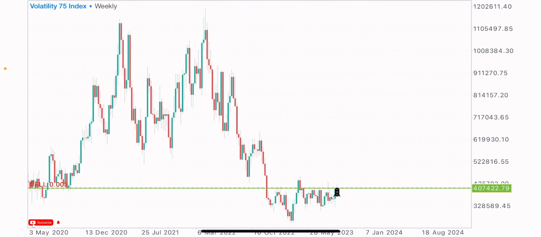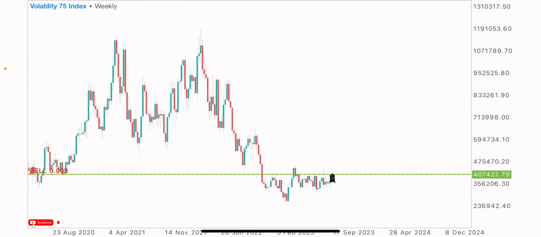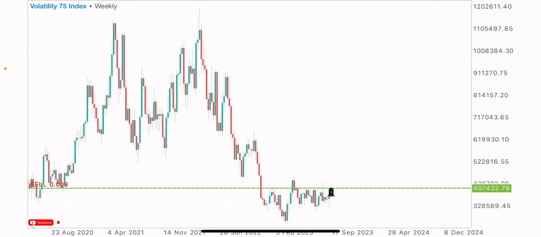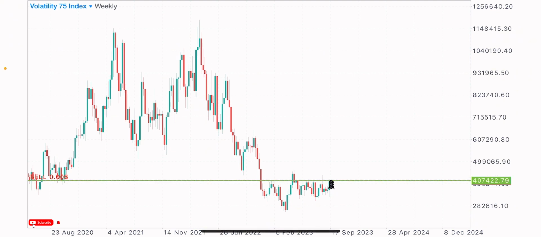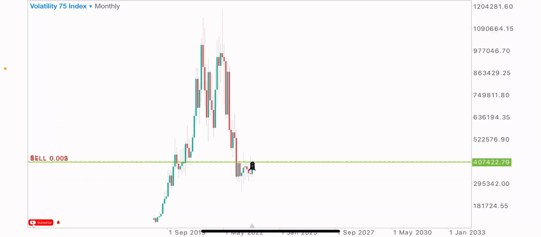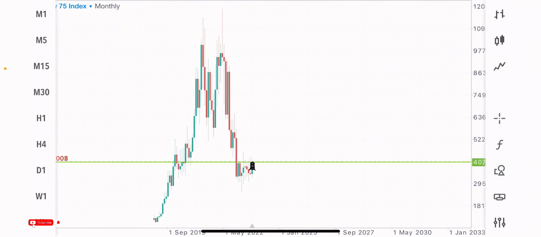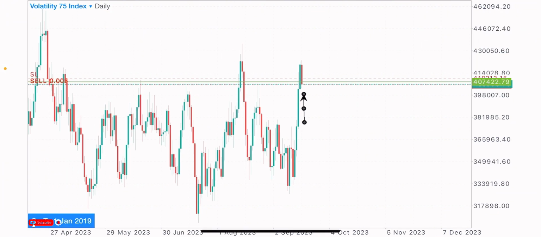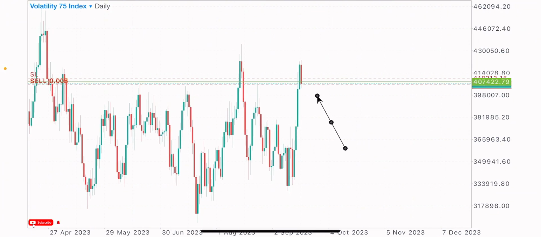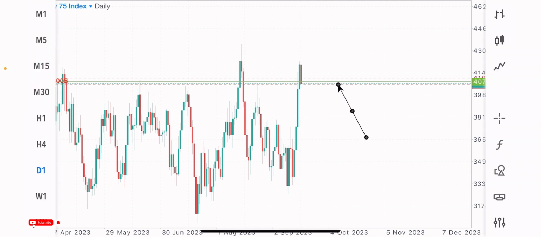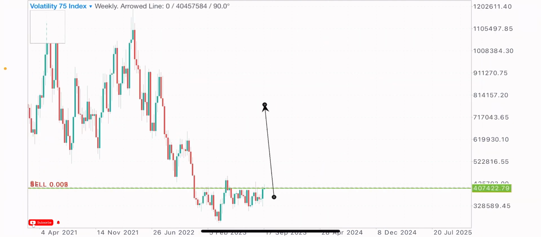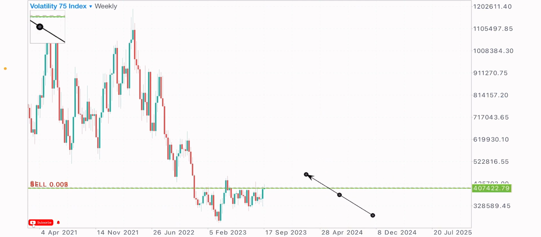So on the weekly time frame on V75 index, like I do say, whenever I want to analyze the market, whenever I want to look for trade opportunities, we start from the higher time frame. It can be the weekly time frame, the monthly time frame, or the daily time frame. The reason is so you can see the overall market direction, the bigger picture of the market on the higher time frame, so you can have a bigger view on the market. It would help with our market approach.